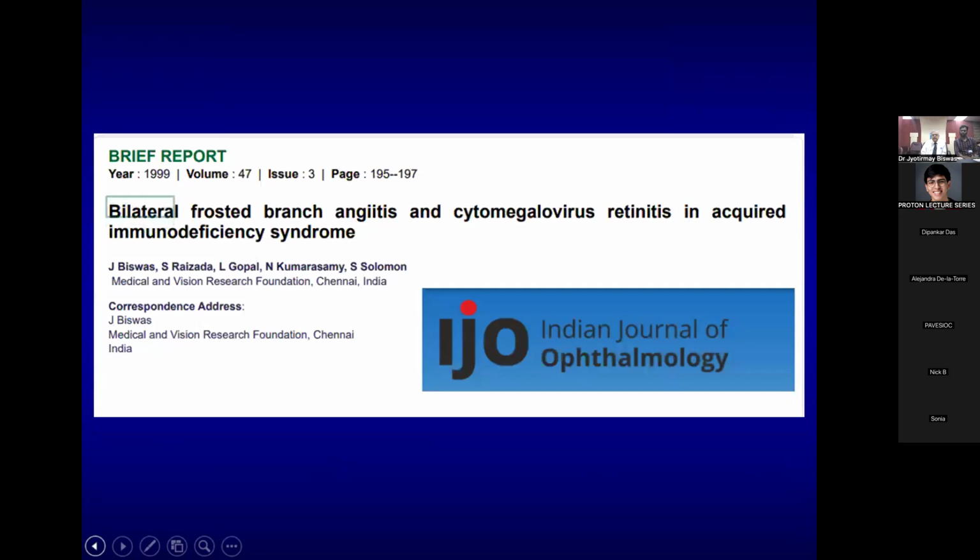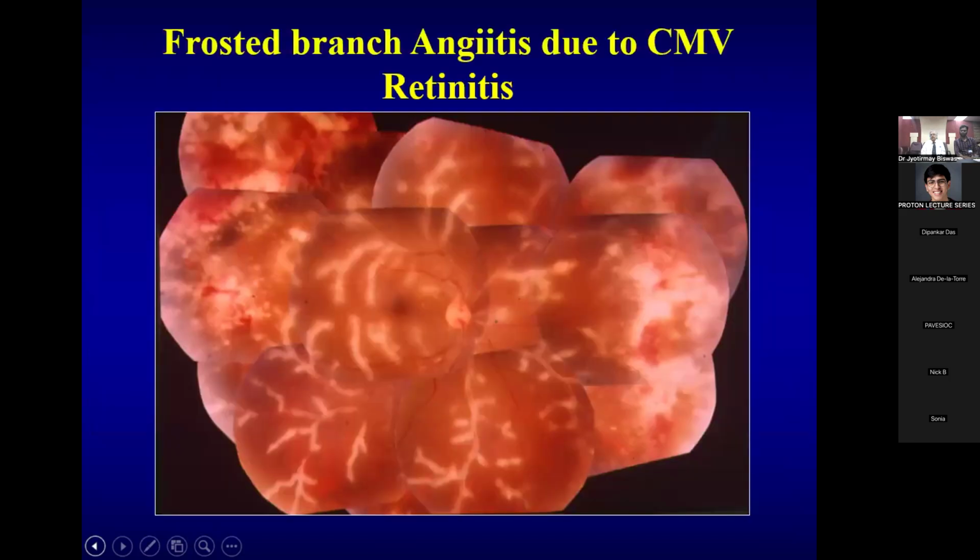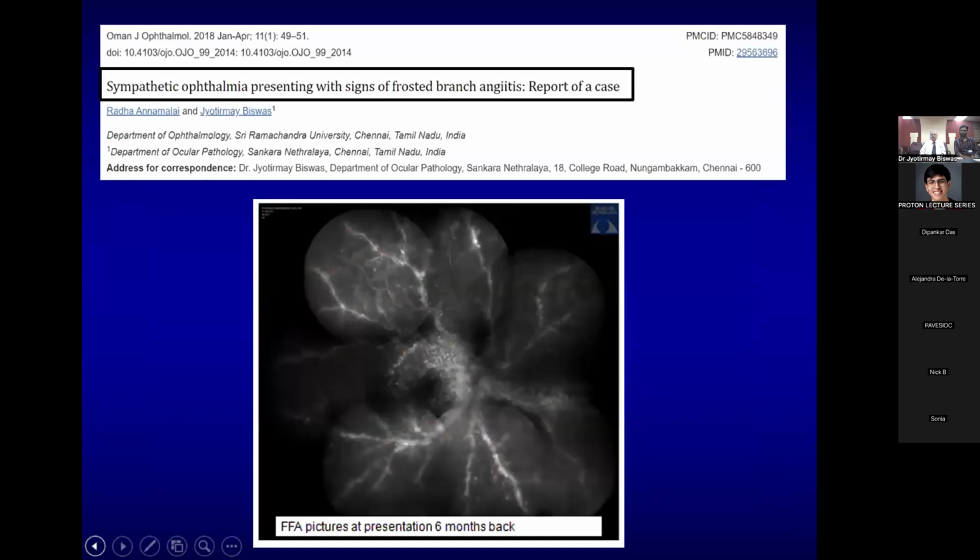Frosted branch angiitis has been reported in cytomegalovirus retinitis. We have got an elegant picture of a case of frosted branch angiitis due to cytomegalovirus retinitis in an HIV-positive patient, which responded to anti-CMV therapy. We have reported a case of frosted branch angiitis with granuloma formations in a case of sympathetic ophthalmia.